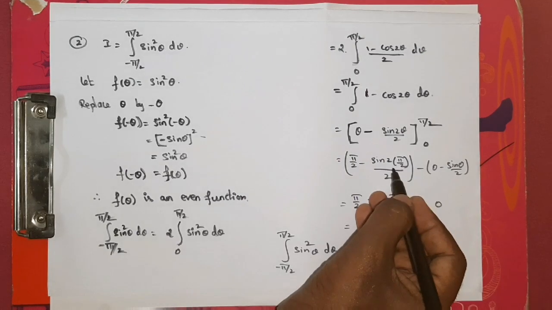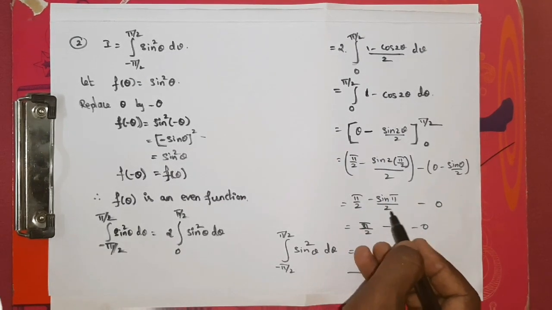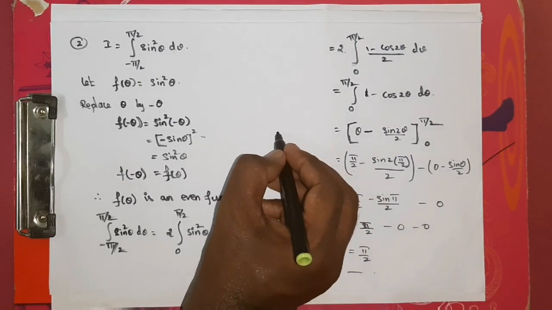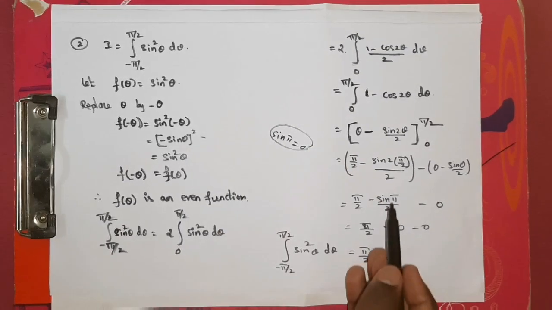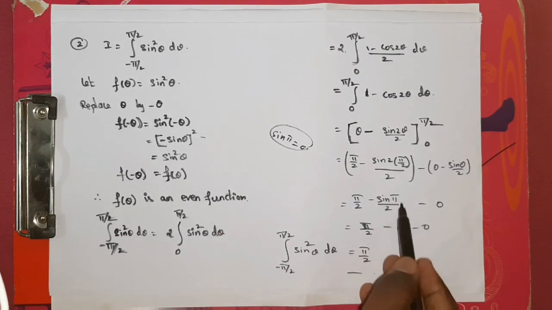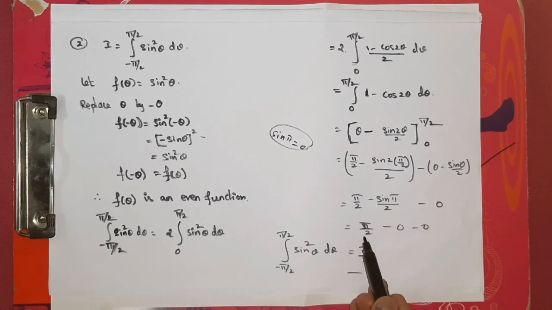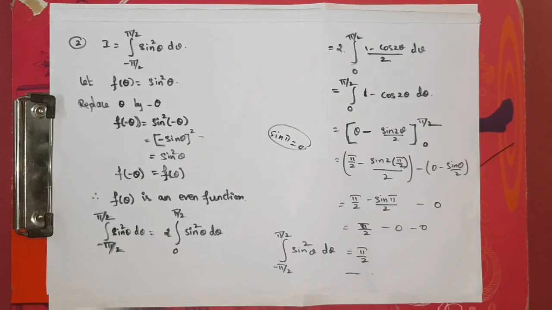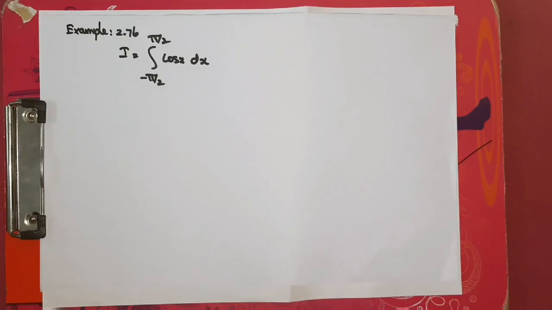Here this 2 and this 2 will be cancelled. So we'll have sine pi. Sine pi value is 0. So this place will also become 0. 0 by anything is 0. So fully 0. So what is the answer now? Pi by 2. Only pi by 2 remains. So that is the given integral's answer.